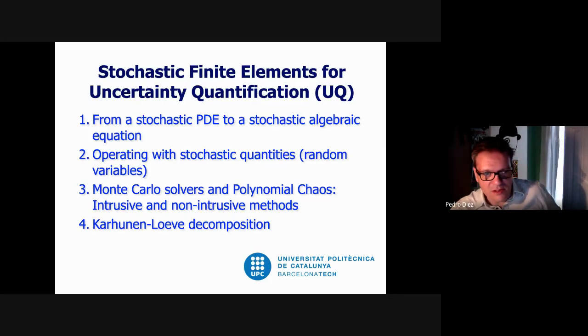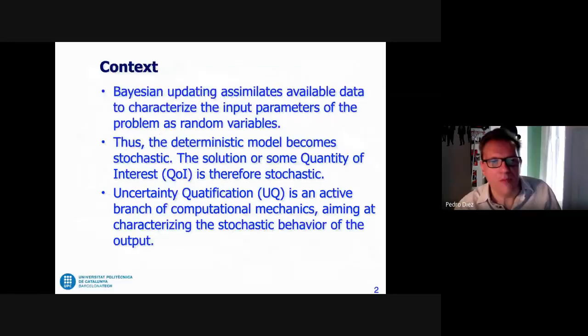Second part is dedicated to explain how to operate with stochastic quantities, which are random variables. Then we're going to see how to solve these problems based in stochastic equations with 2 families of solvers, which are the Monte Carlo solvers, very standard ones, and polynomial chaos, which are intrusive and non-intrusive, respectively. Then we're going to see the Karhunen-Loève decomposition, which is actually a variant of PCA, of principal component analysis, which aims at reducing the stochastic dimension of these problems.